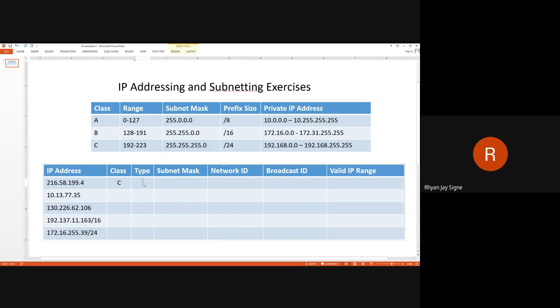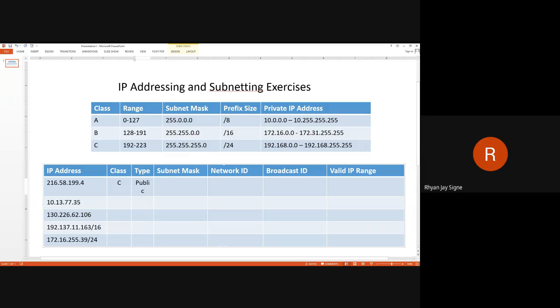So how do we identify if the IP is private or public? Based on your notes, these are the only addresses that are assigned for private use. Meaning if it does not belong to this range, it is public. So 216 is not in this range. So what is it? Public.